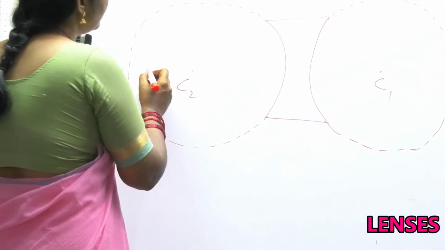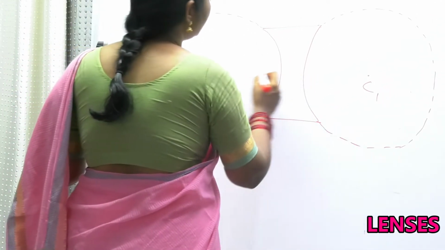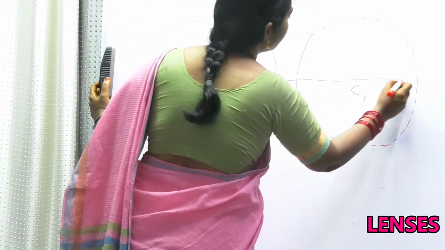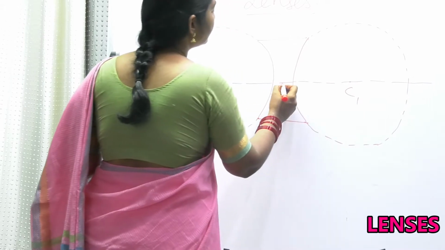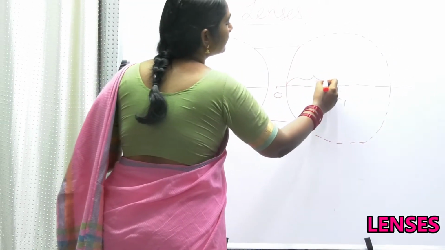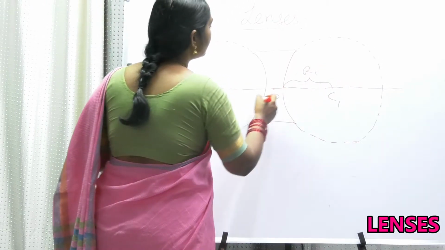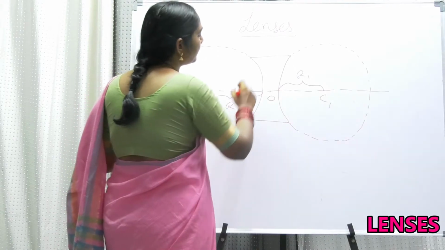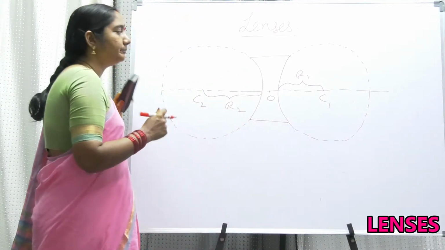And when you join these through the optical center, this line is called the principal axis, this is called the optical center, and the radius of this sphere is called the radius of curvature. This radius of this sphere is called the radius of curvature of this particular surface.